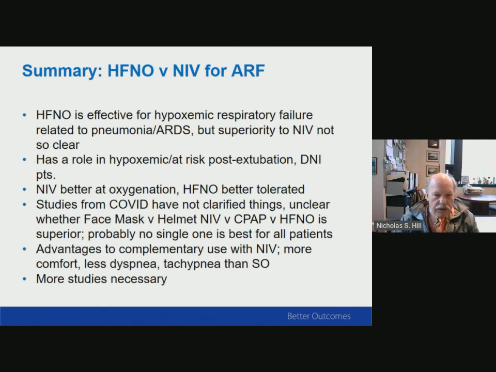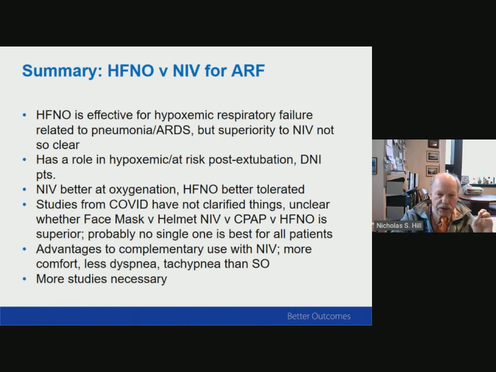So to summarize, high flow is effective for hypoxemic respiratory failure related to pneumonia, ARDS, but superiority to non-invasive ventilation or other modalities is not clear and remains to be established. High flow also has a role in hypoxemic patients who are at risk post-extubation or in DNI patients. NIV, because of the pressures, is better at oxygenating, but high flow is better tolerated. And studies from COVID have not clarified things. It's unclear whether face mask versus helmet NIV versus CPAP versus high flow, which of those combinations is superior. And probably no single one is best for all patients.